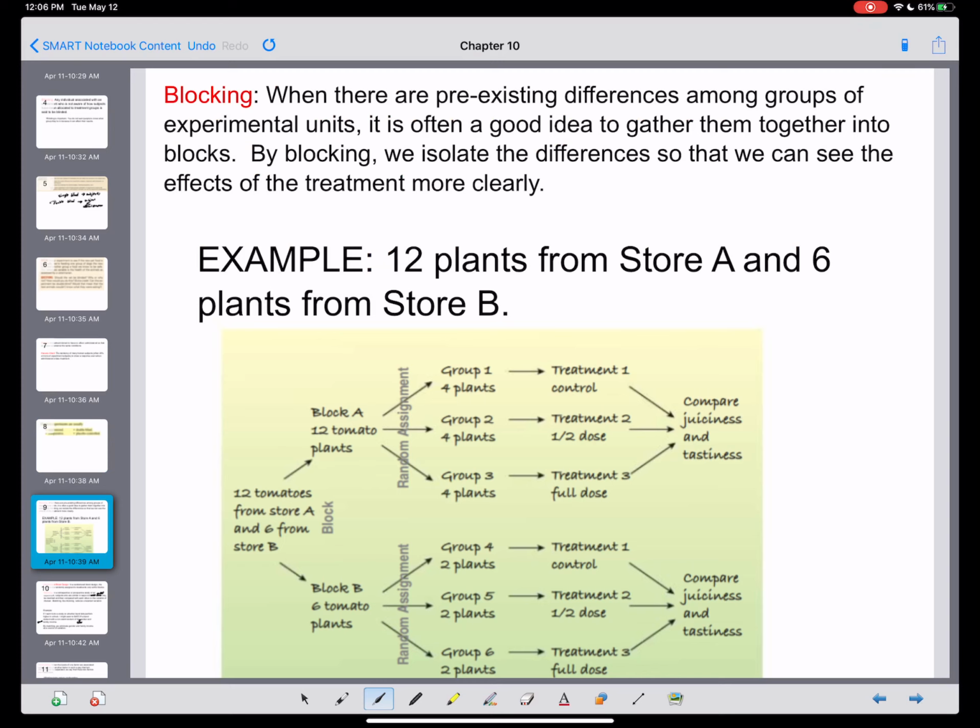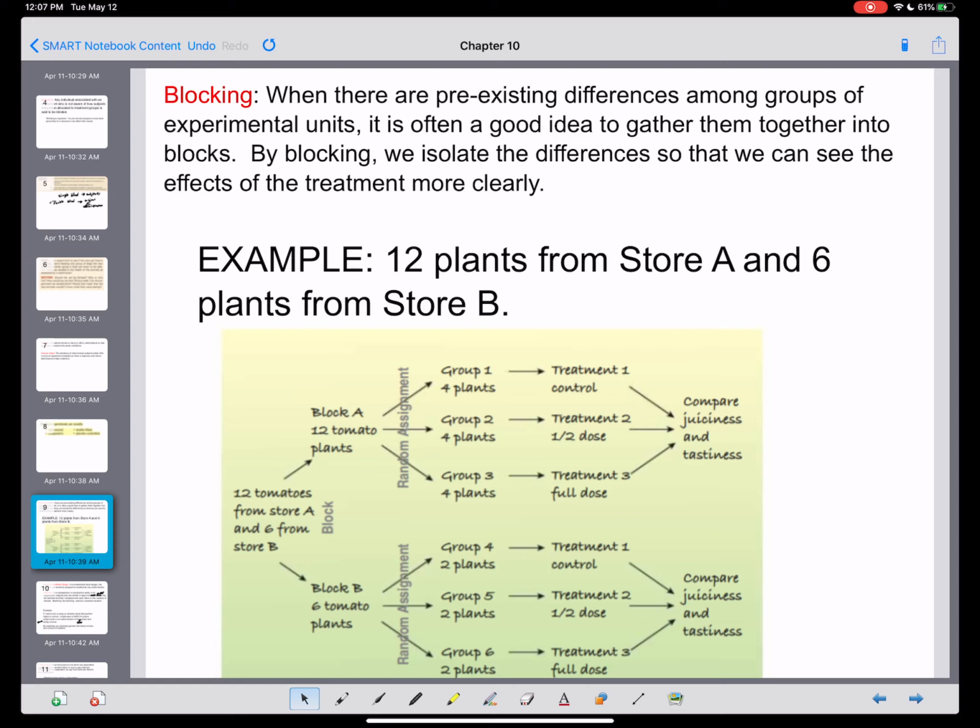Blocking. When there are pre-existing differences among the groups of experimental units, it is often a good idea to gather them together into blocks. So essentially, blocking is stratifying your groups. You're putting everything into one group by a common property. Example: 12 plants from store A, 6 plants from store B. So I'm blocking. I have a block.